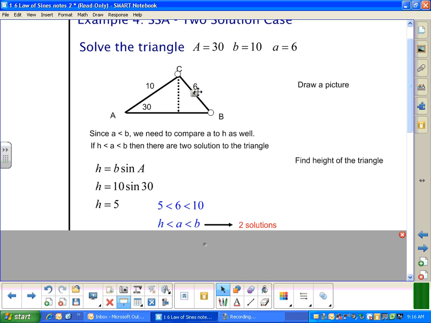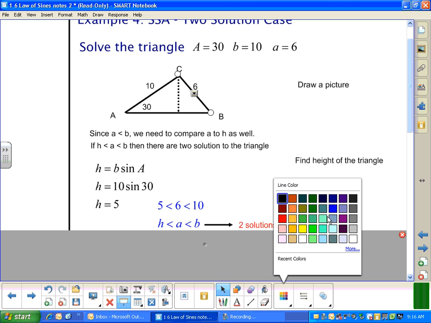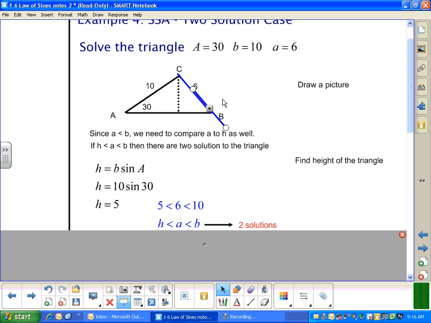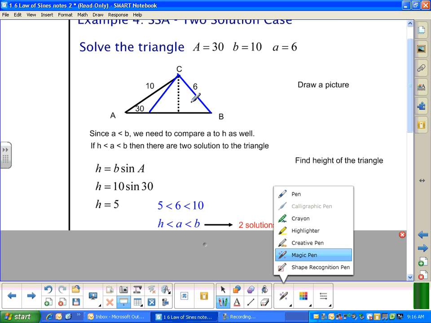So I'm going to highlight this side here that's 6, and we're going to change its color. And then the other thing that I'm going to do is make a copy of that little segment here, and I'm going to put it right up here, and I want you to think about the other possibility for that segment. It's going to look about something like this. Remember, we'll put that little angle in here, okay? Now these two segments here are exactly the same length, right?